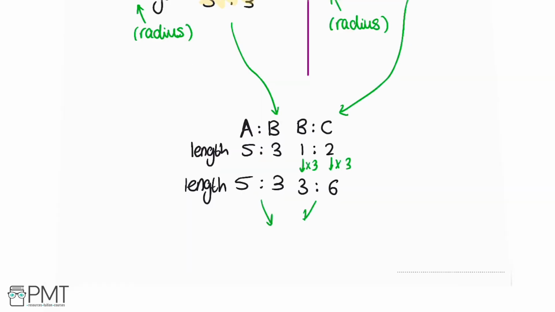So from this, what we can now do is look at our ratio from A to C. Because the B's here are the same value, we've now determined that the ratio of the length between sphere A and sphere C is 5 to 6. However, the question says we need to work out the ratio of the surface area of sphere A to the surface area of sphere C.